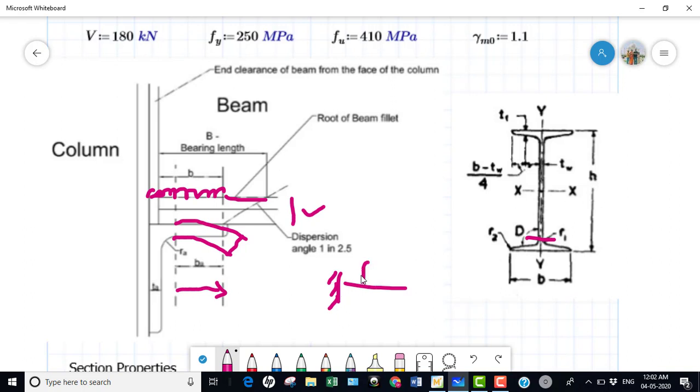The UDL on this is nothing but this UDL. This UDL is nothing but the shear force coming from the beam divided by the bearing length of the beam. I know the UDL to be expected on this cantilever part. If I know the cantilever length, say this length is BA, then I know the moment at the fixed end, which is equal to this load into L squared by 2. That will be the moment.